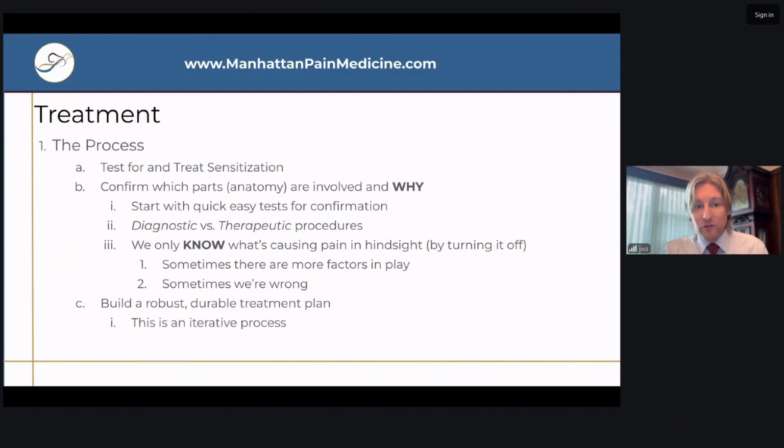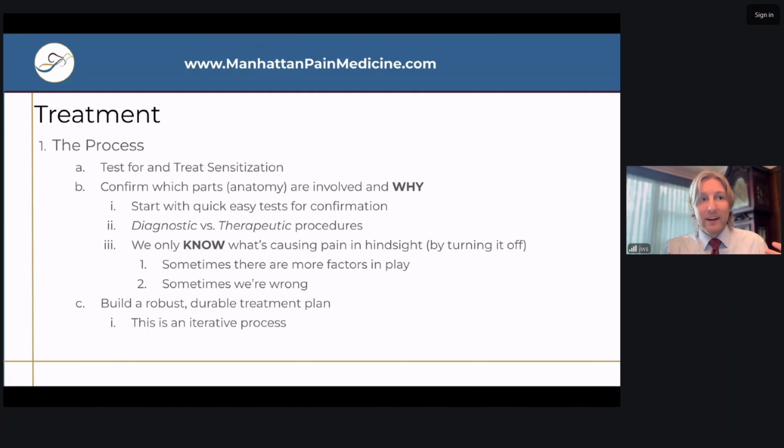So when we begin treatment, I'm looking for sensitization and treating sensitization first. Because if they are sensitized, it's really hard to know if the anatomic driver is real or just upregulated. And if we do a treatment and they're sensitized, they're more likely to flare. They're more likely to not appreciate that the treatment is working.